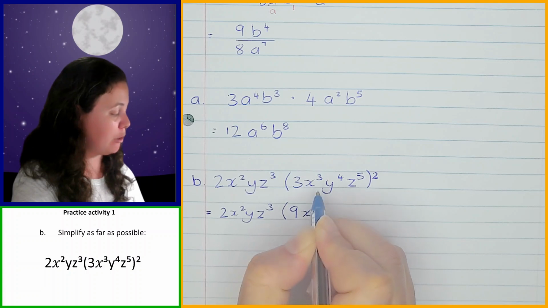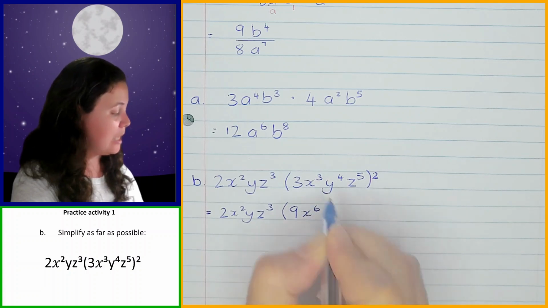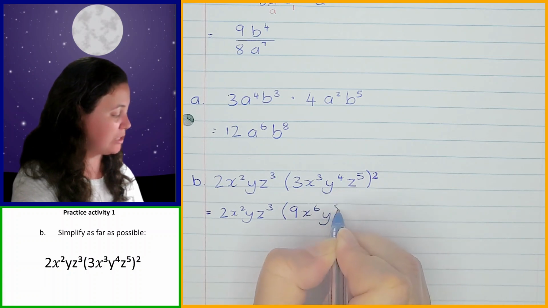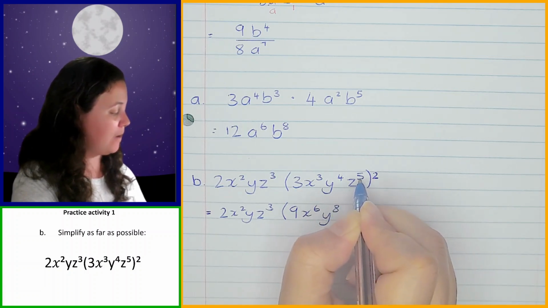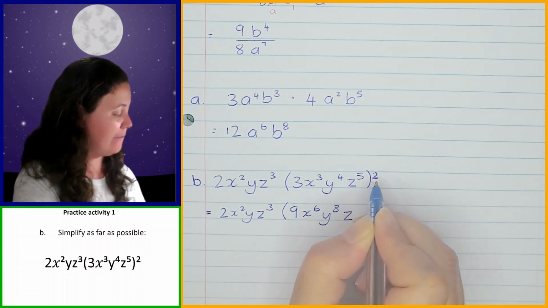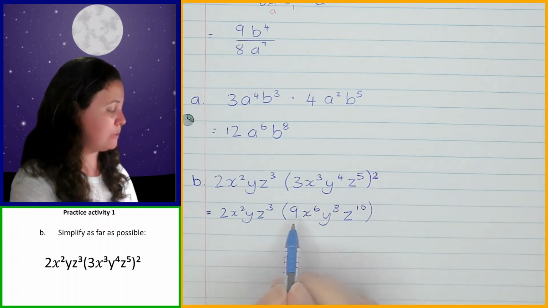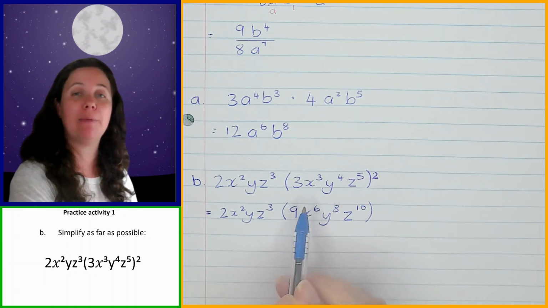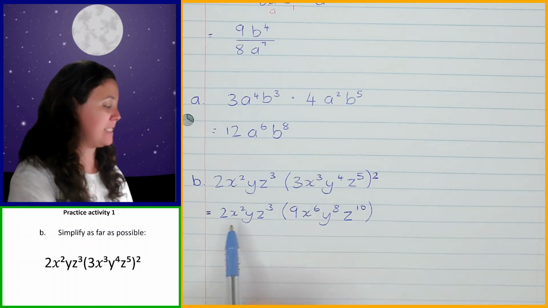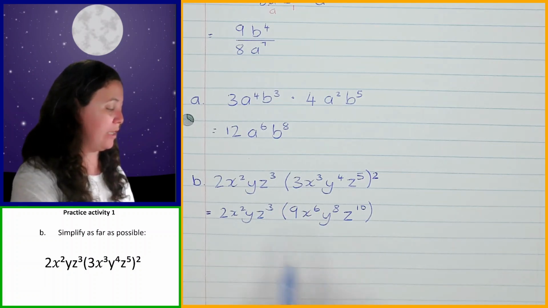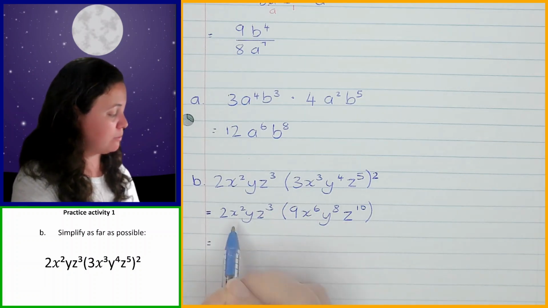That gives me x to the power of 3 times 2 is 6. Then y to the power of 4 squared is y to the power of 4 times 2, which is 8. And then z to the power of 5 squared is z to the power of 5 times 2, which is 10. Okay, so that's what you should have got inside your brackets. Now, I'm still keeping those in brackets because I still need to multiply with what is over here. Okay, now I'm going to go and multiply these together.